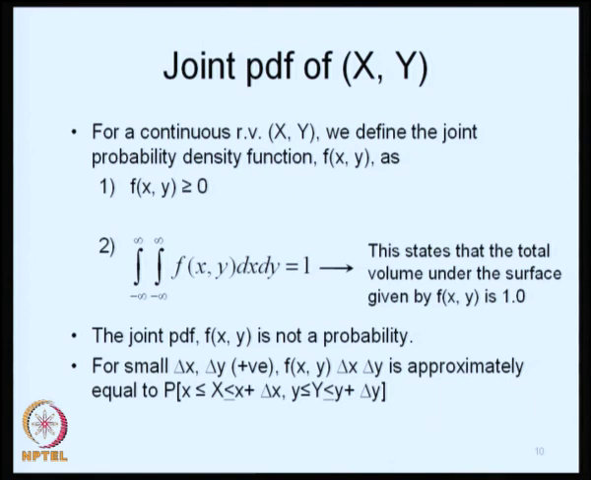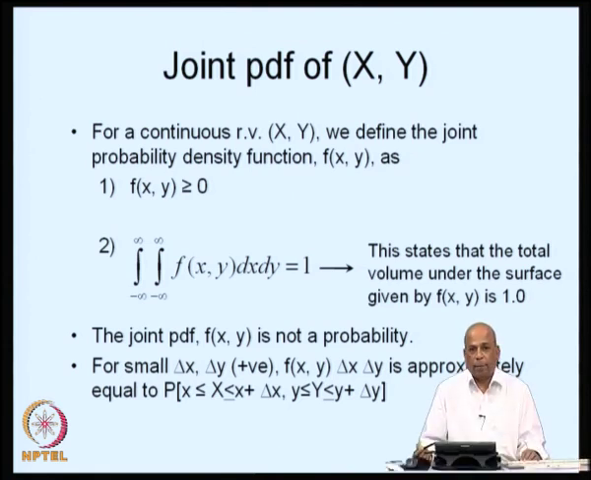Then we come to the joint density function. When (x, y) is a continuous random variable, a two dimensional continuous random variable, we define the joint probability density function f of x comma y. Similar to the single dimension density function, any function which satisfies f of x comma y being non-negative, and the total volume under the surface f of x comma y being equal to 1.